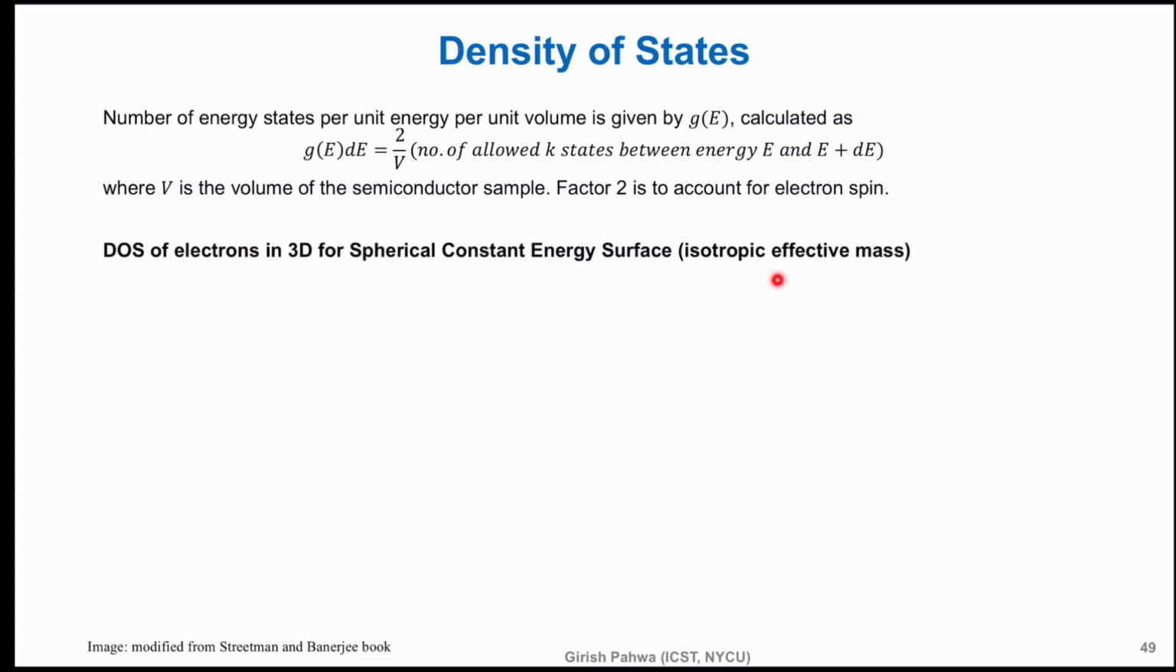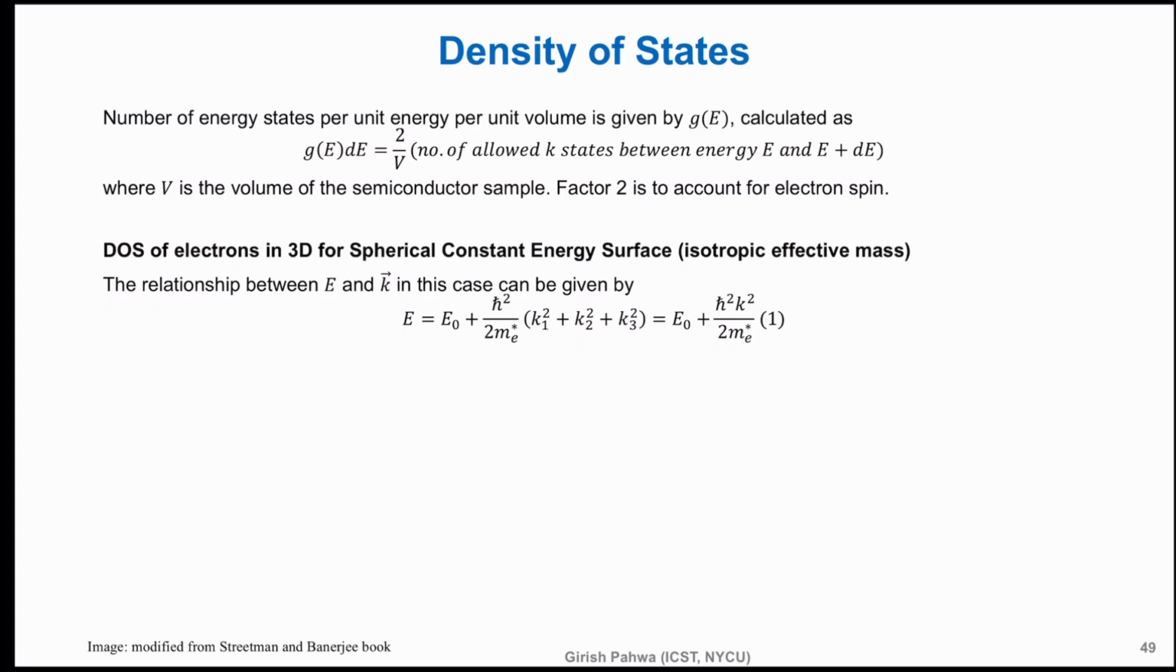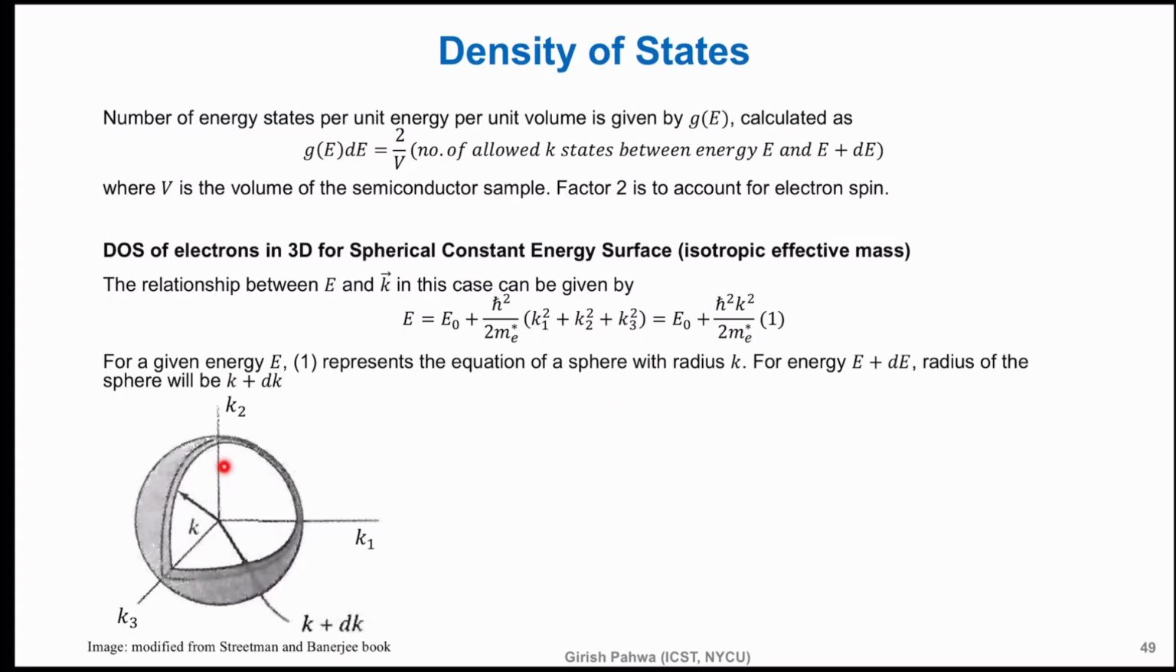It will have isotropic effective mass. So how will my spherical constant energy surface look? It will look like this. You have a sphere, and the relationship between E and k will be E equals E0 plus h-bar squared by 2 m_e star, because m11 equals m22 equals m33 and the common factor is this, into k1 squared plus k2 squared plus k3 squared. So in general, let me write this k1 squared plus k2 squared plus k3 squared as some k squared.